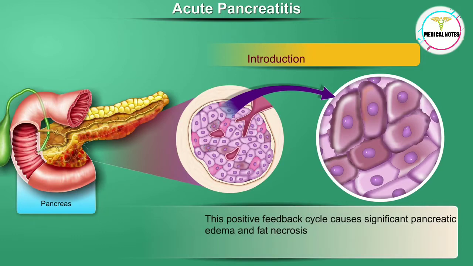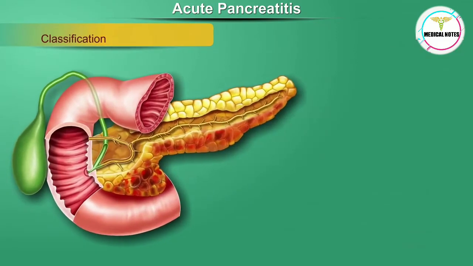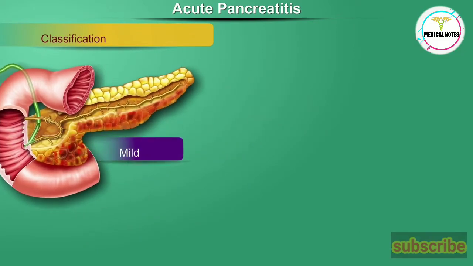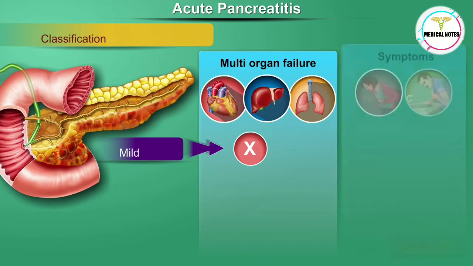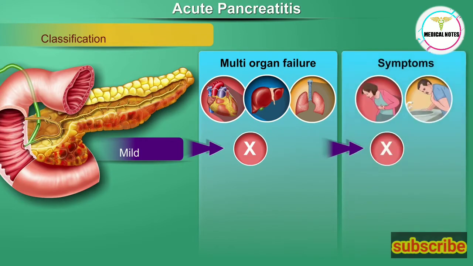Let's talk a little bit about the classification. Acute pancreatitis is divided into the following. Mild acute pancreatitis, which is characterized by the absence of organ failure and local or systemic complications.